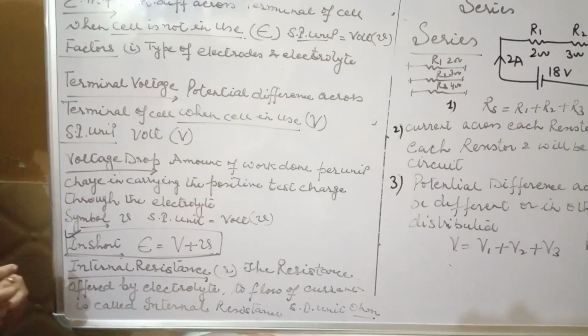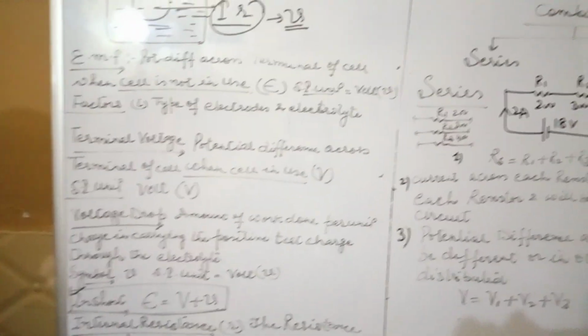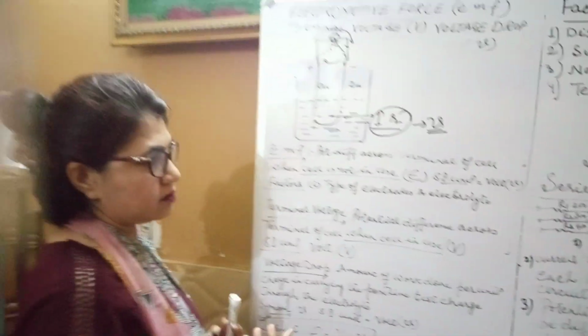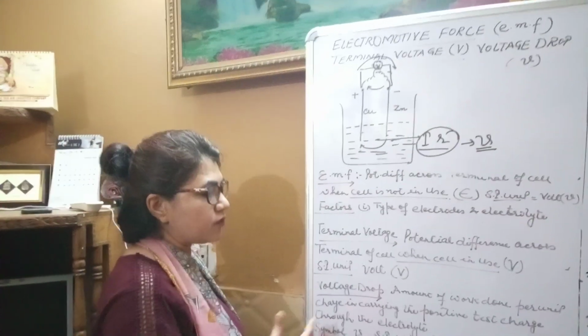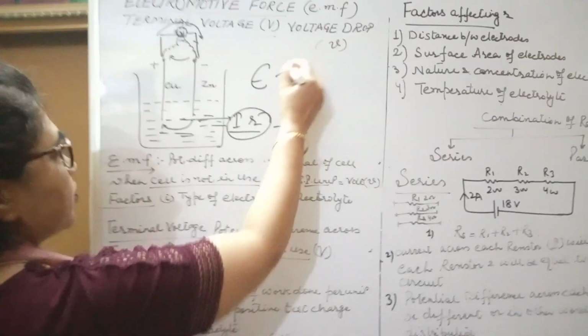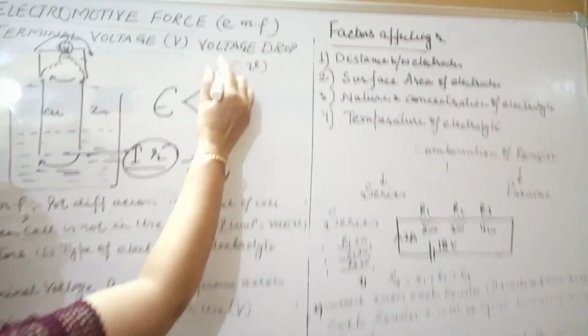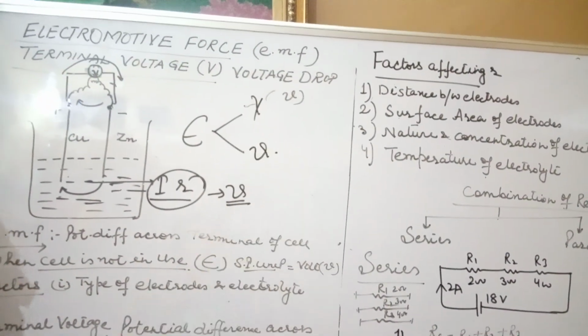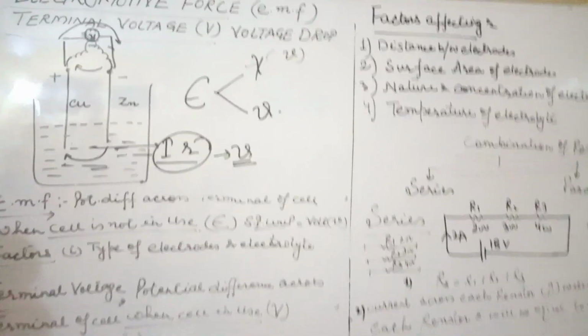I hope you easily understand why that 1.08 volt converts into 1 volt and why we will suffer 0.08 volt as a loss. So that is called voltage drop. So in short, your EMF is distributed into two parts. One is terminal voltage, second is voltage drop. Next part, how to show symbolically.